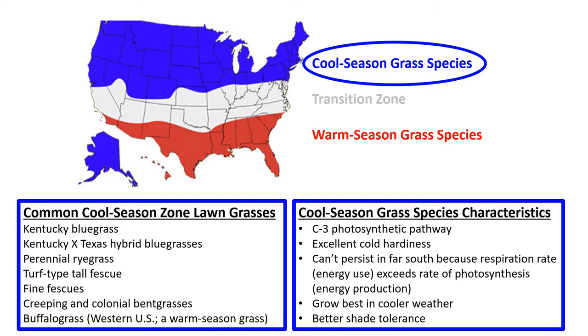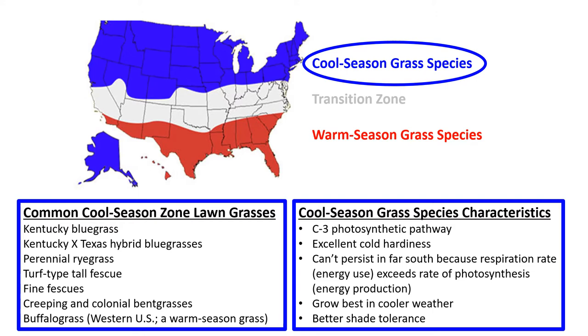They like cool weather. They have better shade tolerance. But on the other hand, they don't like it when it gets really hot. We have this problem of what we call photorespiration, which is inefficient photosynthesis, if you will. And when you try growing these grasses too far south, they don't photosynthesize at a rate high enough to maintain adequate energy levels in the plant.